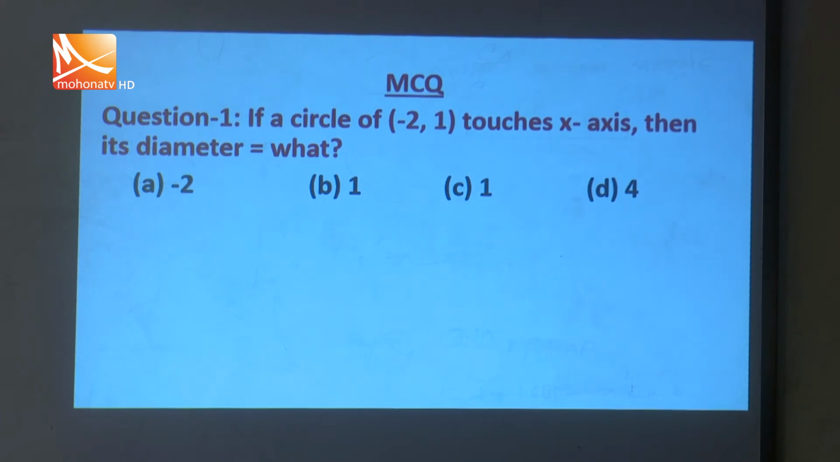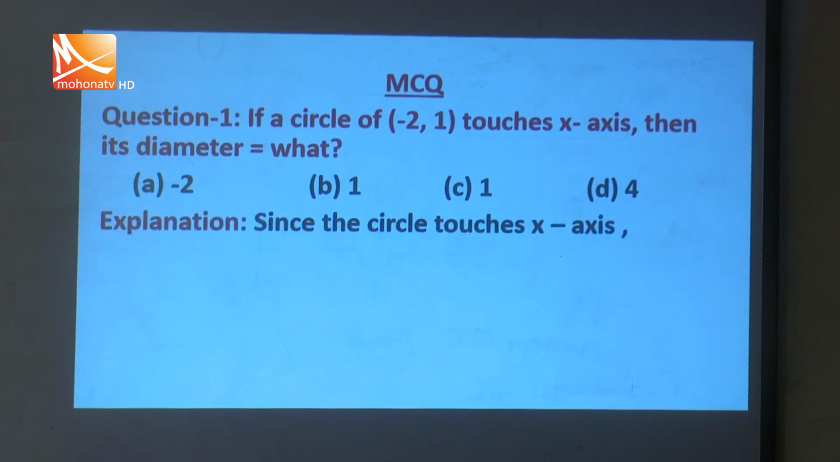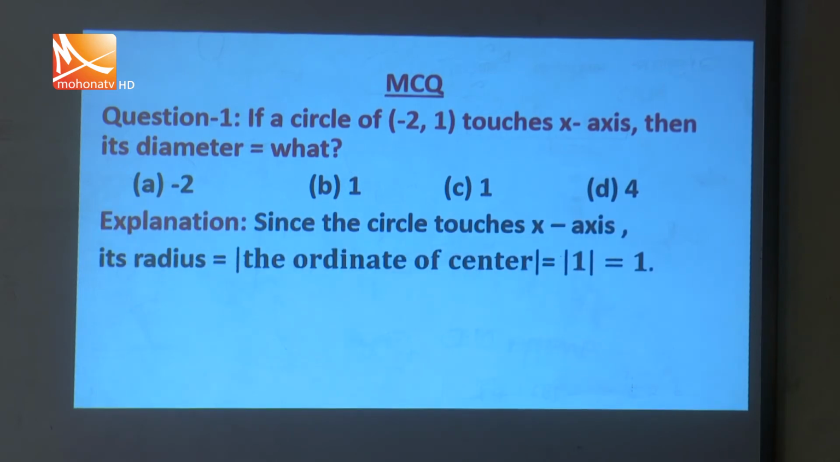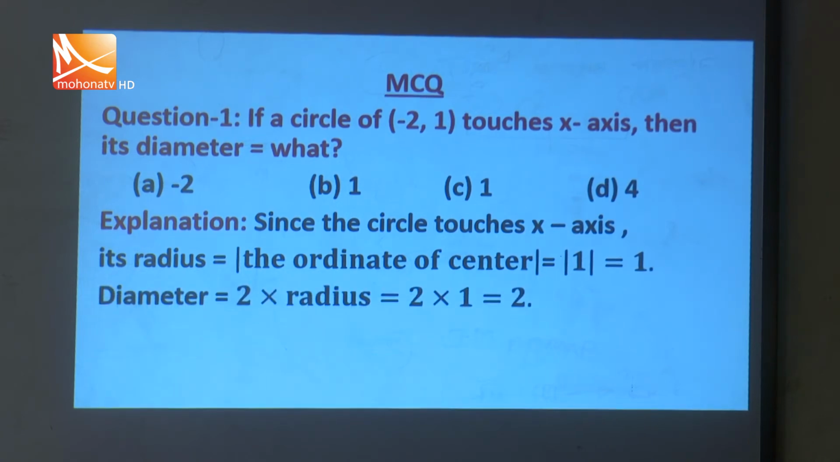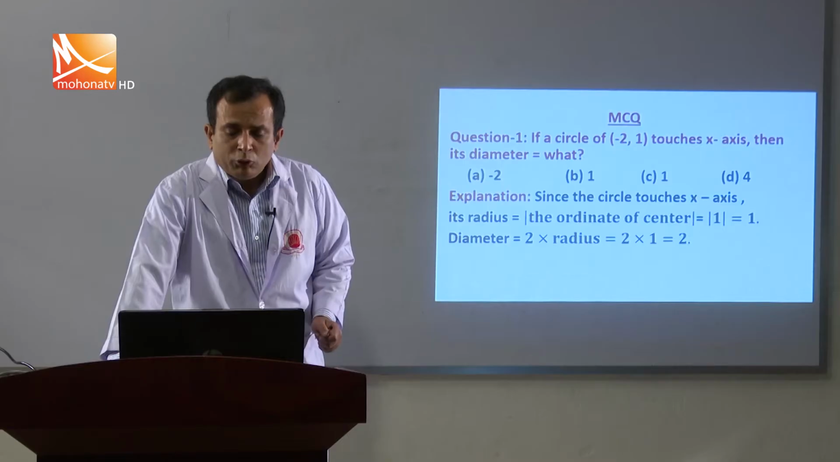Okay, you just see that since the circle touches the x axis, its radius is the absolute value of the ordinate of the center. So the absolute value of the ordinate, I mean the y coordinate, is 1, so diameter equals 2 into radius equals 2. So the correct option is 2. There is a mistake, you just see that option C will be 2.